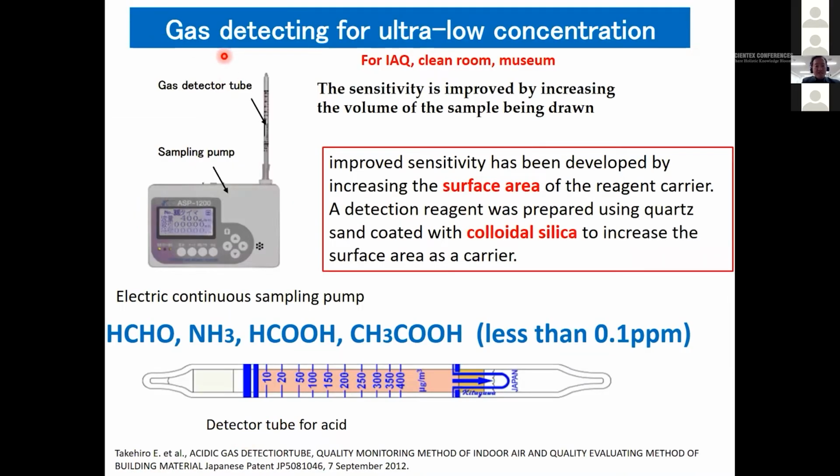We improved the sensitivity of gas detectors for ultra-low concentrations. The sensitivity is improved by increasing the volume of sample being drawn, with electrical pumps such as these. And sensitivity has also been improved by increasing the surface area of the reagent carrier with colloidal silica. By this method, we developed formaldehyde, ammonia, formic acid, and acetic acid detector tubes for less than 0.1 ppm. These tubes are used for indoor air quality, clean rooms, museums, and so on.